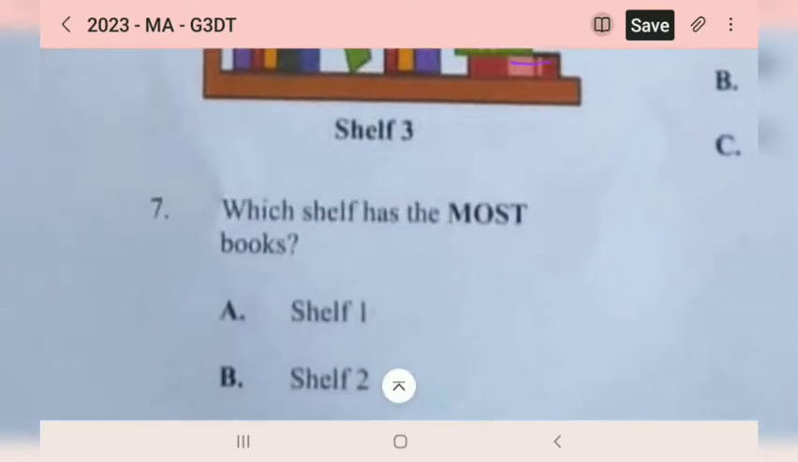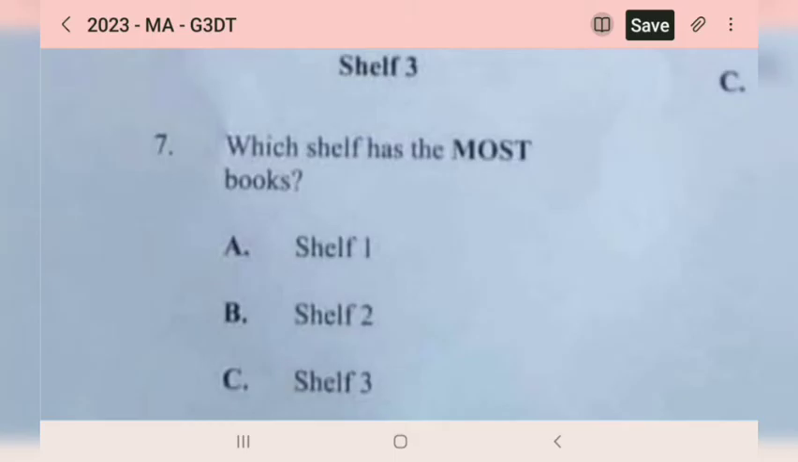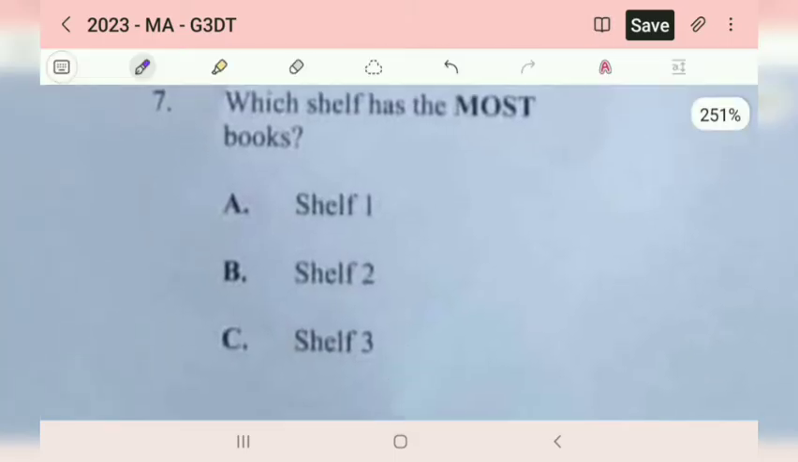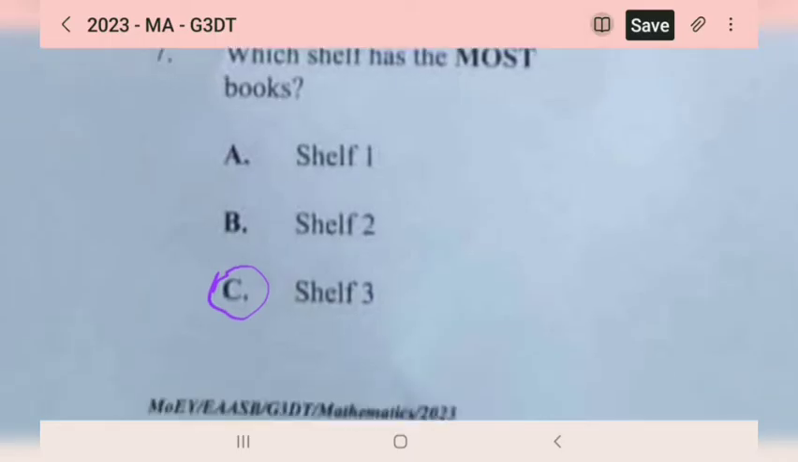Let's see what they want from you. Which shelf has the most books? We don't need to go back. We know it's shelf 3 because we just did the counting. Good job.